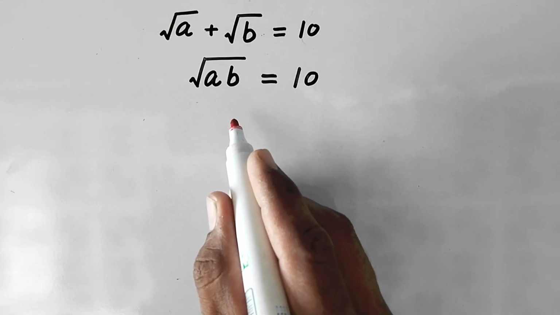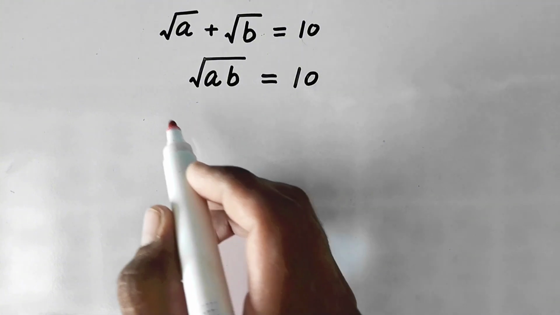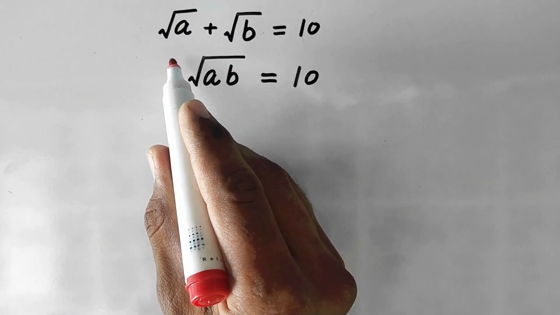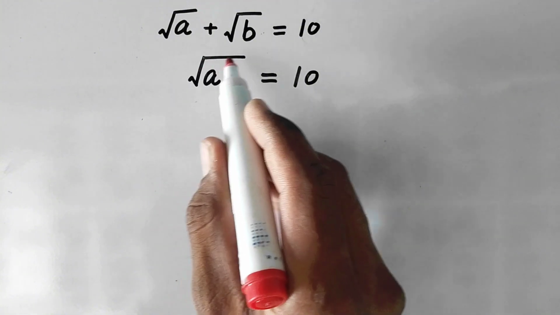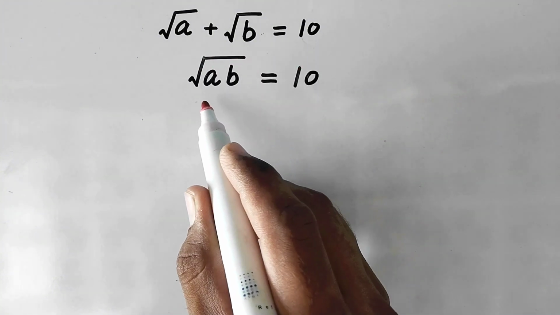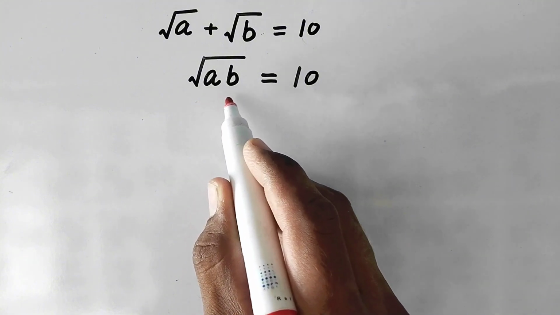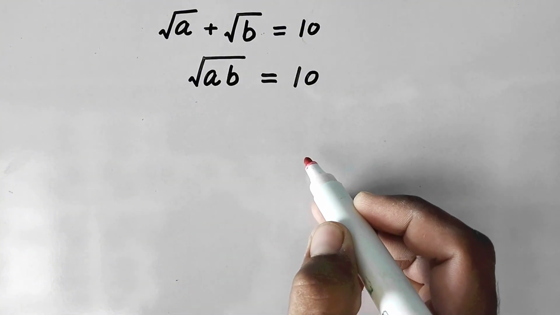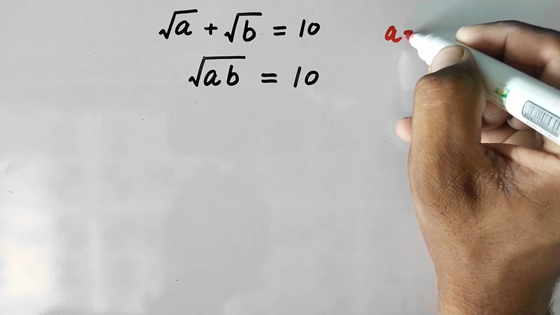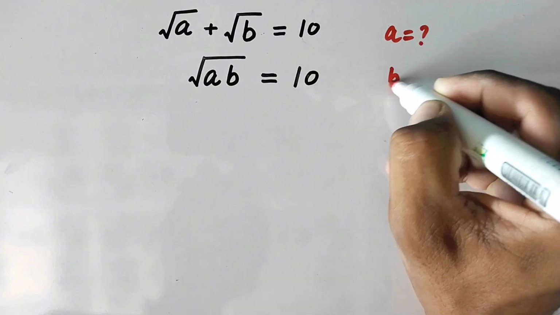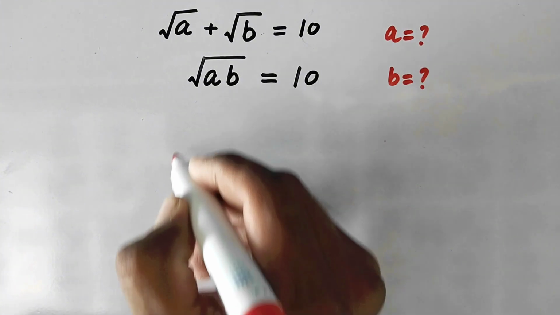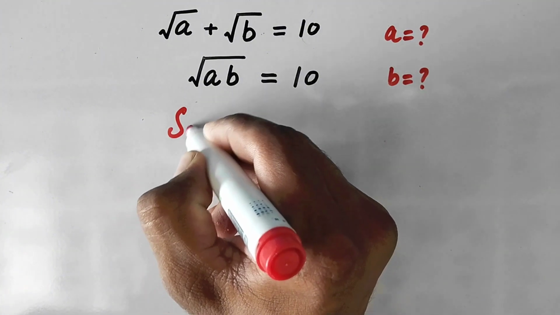In this video, we are going to solve these radical algebra equations: square root of a plus square root of b is equal to 10, and square root of a times b is also equal to 10. Then what are the values of a and b? So let us see its solution.